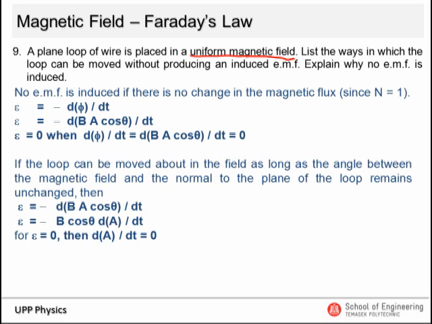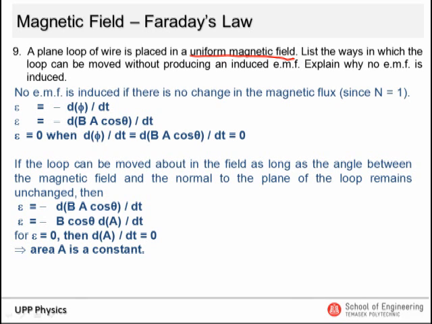So, for the induced EMF to be equal to 0, then the differentiation of the area of the loop with respect to time must be equal to 0. And that will only occur if the area of the loop remains constant. Therefore, one way to move the loop in the uniform magnetic field such that it does not produce an induced EMF is to move the loop in the field such that the angle and the area do not change with time.